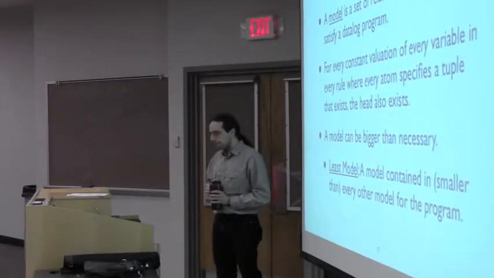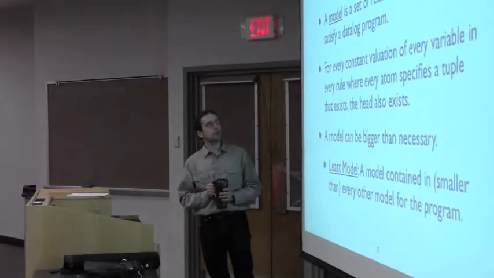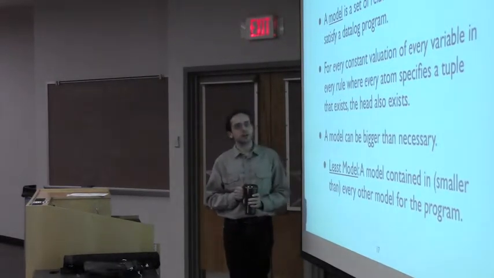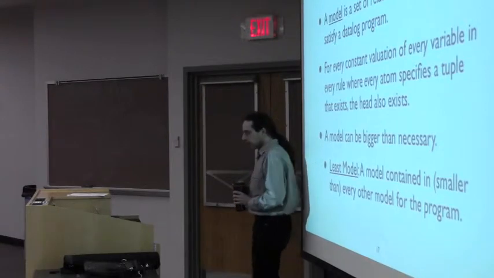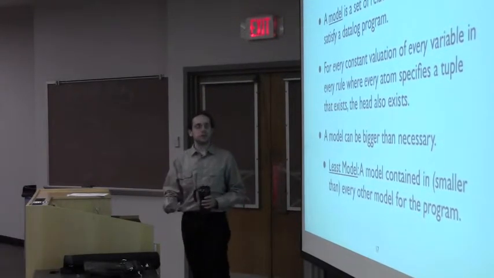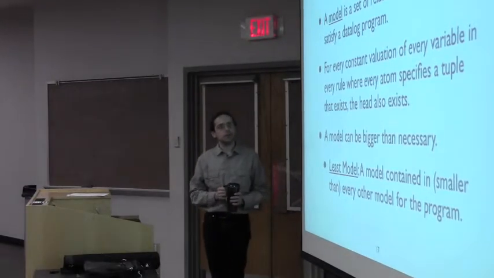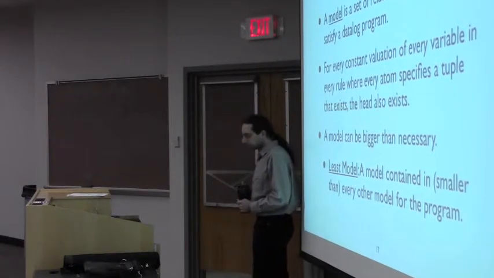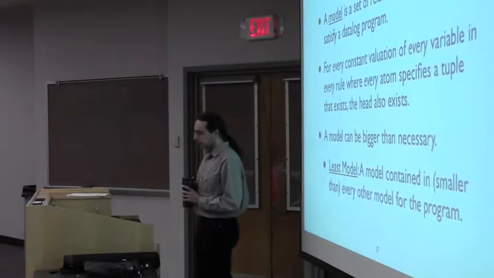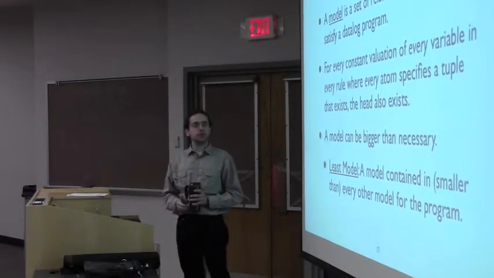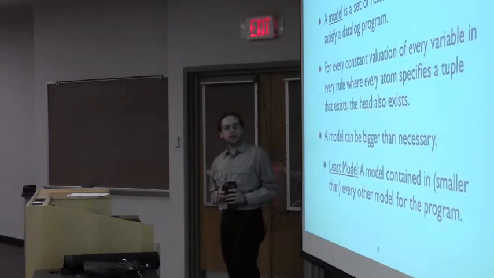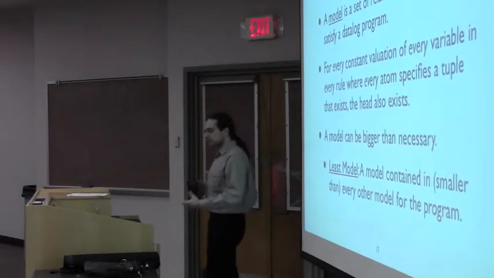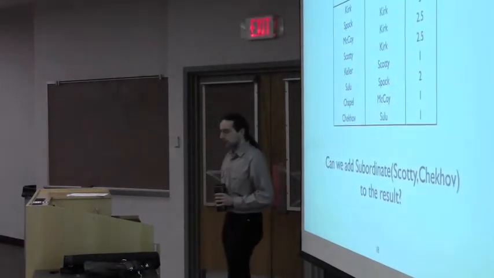And so basically every single rule had better be satisfied for every single possible assignment of values to every single variable in the program. Now, a model can be bigger than necessary. A model is any set of relation instances that satisfies the predicate. A least model, on the other hand, is a model that is contained in every other model. So for every instance in the model, the least model is the one that has the fewest tuples. Let me give you this in terms of an example.